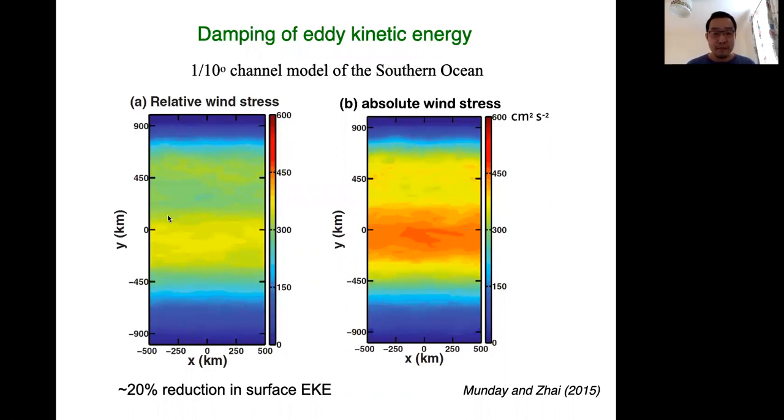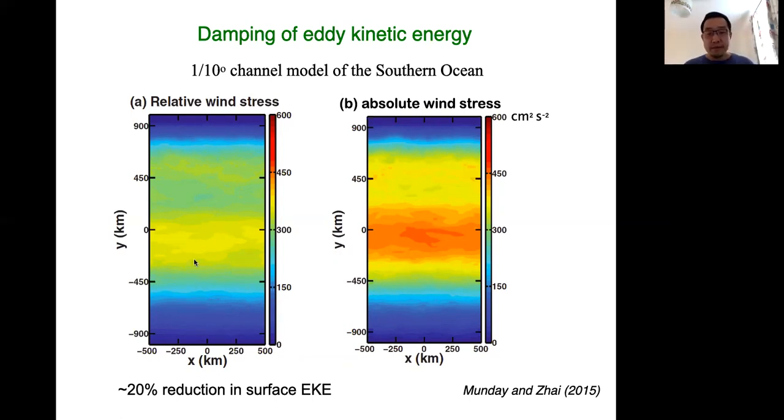Okay, so the figure shows the surface eddy kinetic energy in the surface of this model. So X and Y are the zonal and the meridional direction. So panel A shows the surface EKE when the model is forced by relative wind stress. And panel B shows the surface EKE when the model is forced by absolute wind stress. So absolute wind stress means the wind stress is calculated based on 10-meter wind alone.